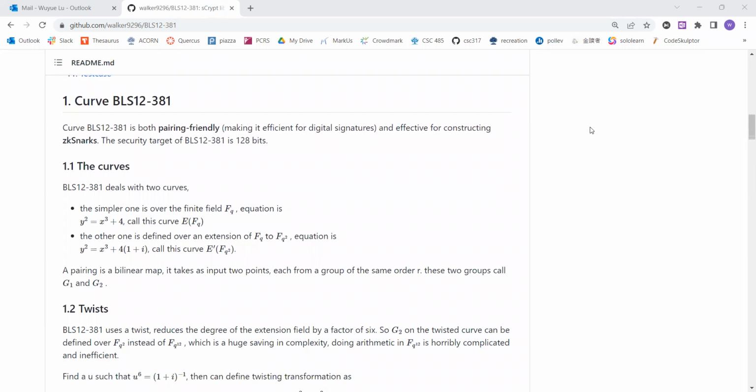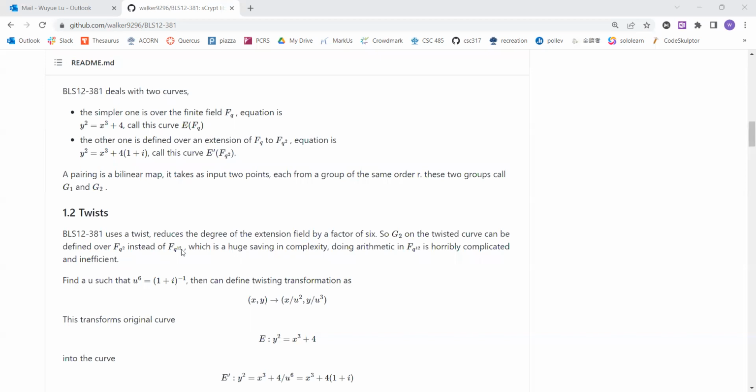Curve BLS12381 is both pairing-friendly and effective for constructing ZK-SNARKs. And here are the two equations of the curves. BLS12381 uses a twist to reduce the degree of the extension field by a factor of 6. So G2 on the twisted curve can be defined over FQ2 instead of FQ12, which is a huge saving in complexity.